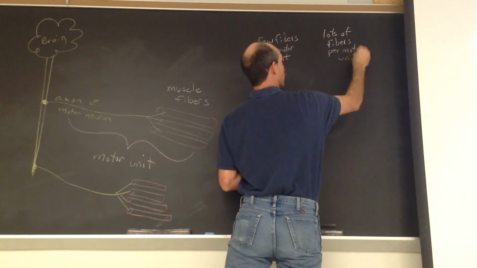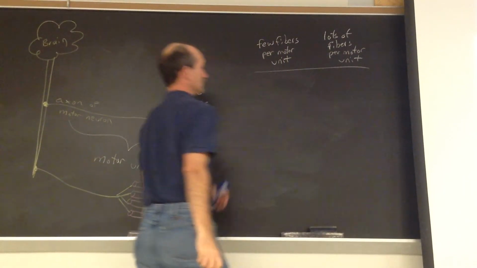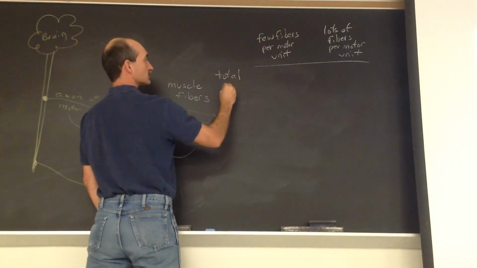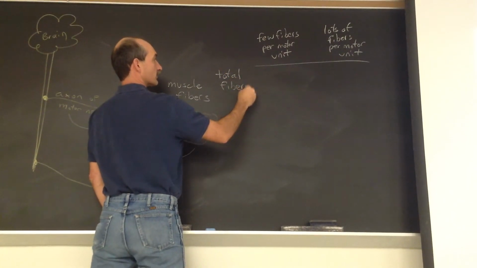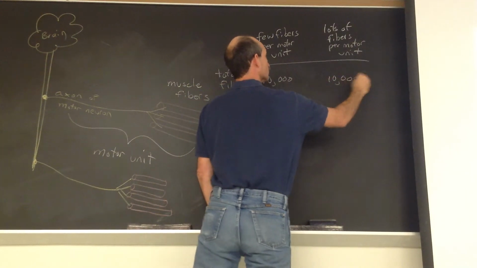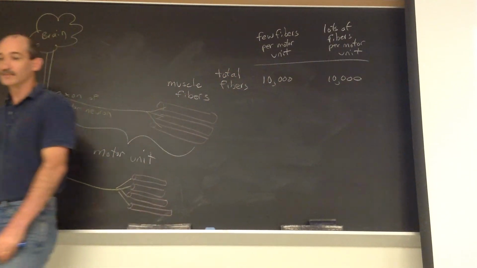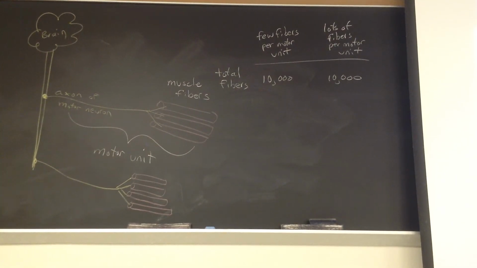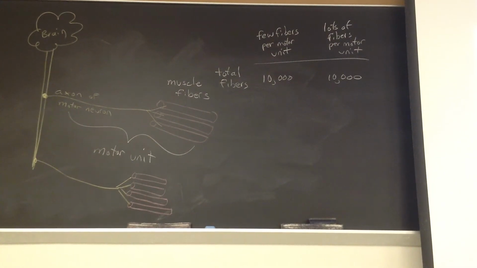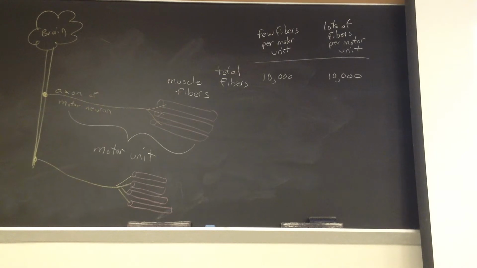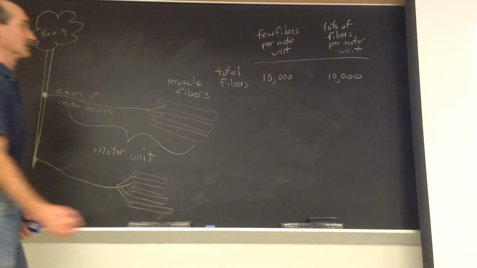Per motor unit, we're going to compare these. Well, first of all, let's pick out what our total fibers are. Two different muscles. We're going to make them the same initially, as having the same total number of fibers in the muscle. So two muscles, they've got 10,000 fibers each, they're just as strong. The more fibers you have, the stronger the muscle is. So no difference there.